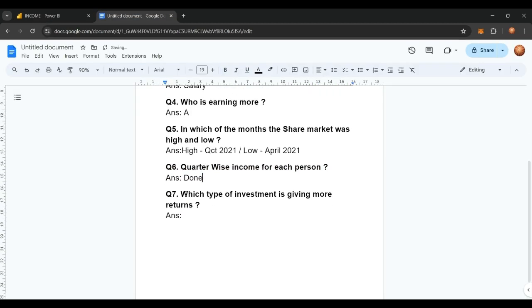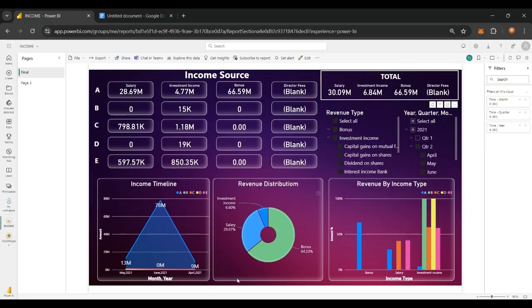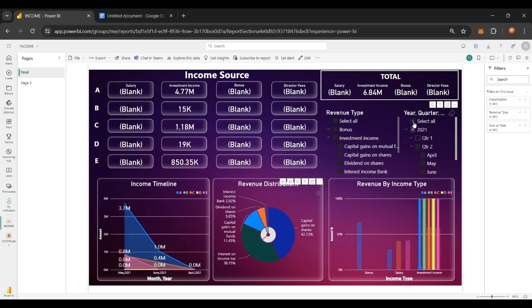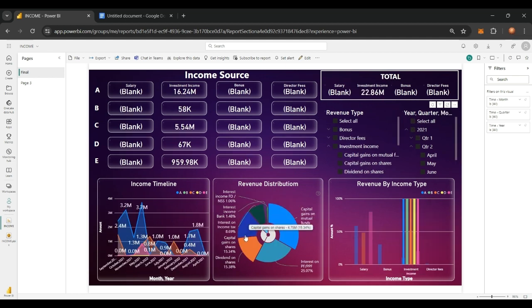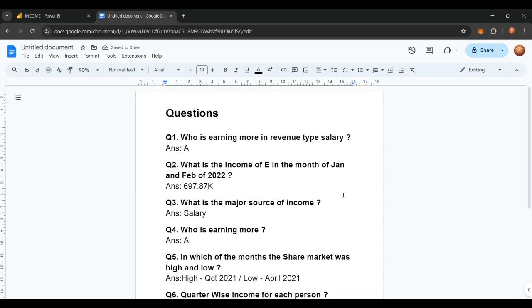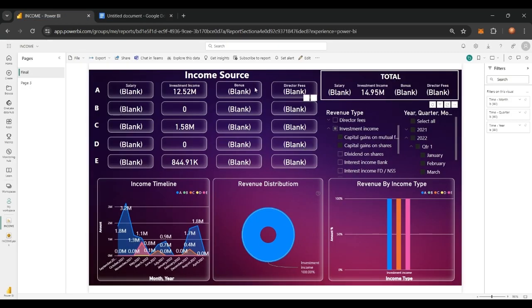The next question is: which type of investment is giving more returns? Go to our donut chart, come under the investment section, and select all the years. In this, we can see the maximum amount of investment return we are getting is on capital gain on mutual fund. So the answer will be capital gain on mutual fund. With this we have answered all the questions and I have successfully completed my dashboard. Thank you.